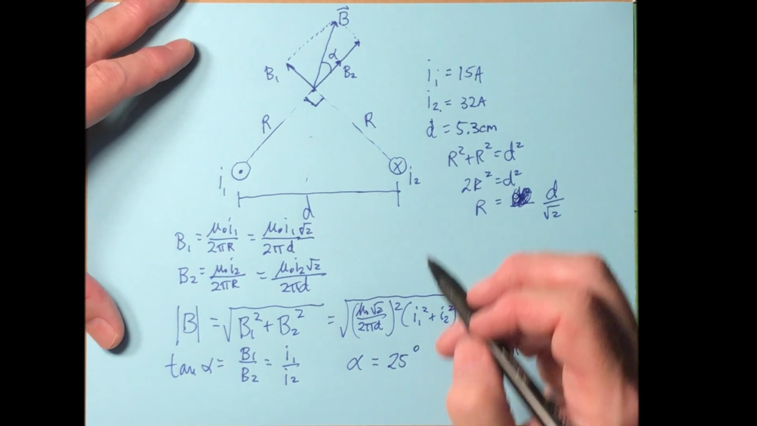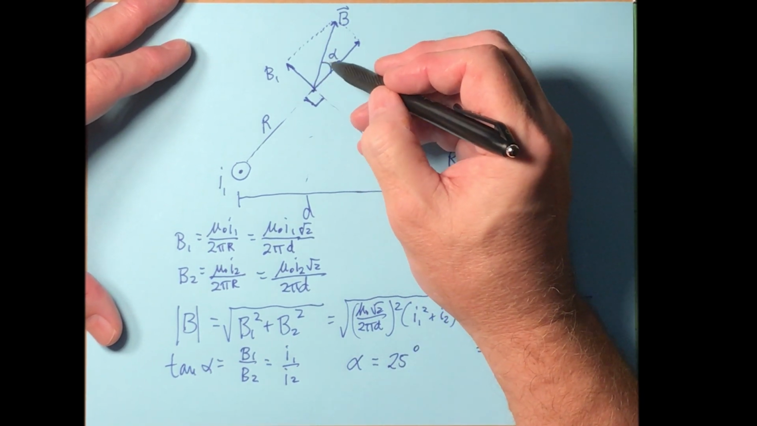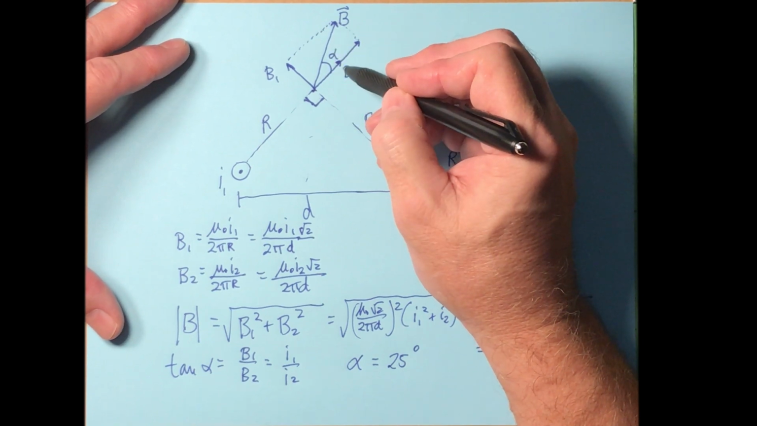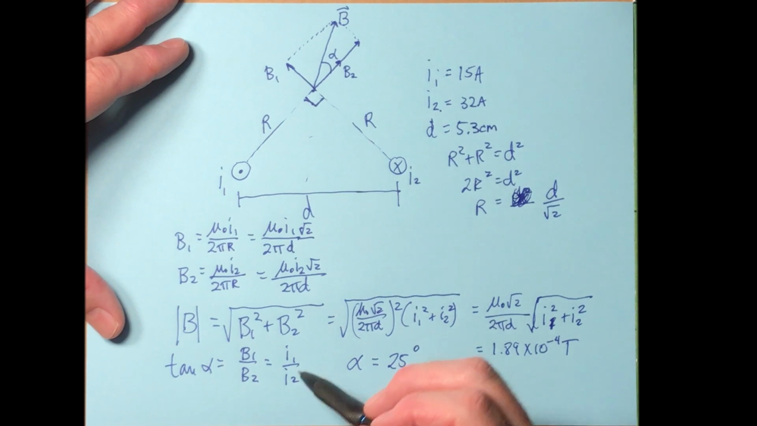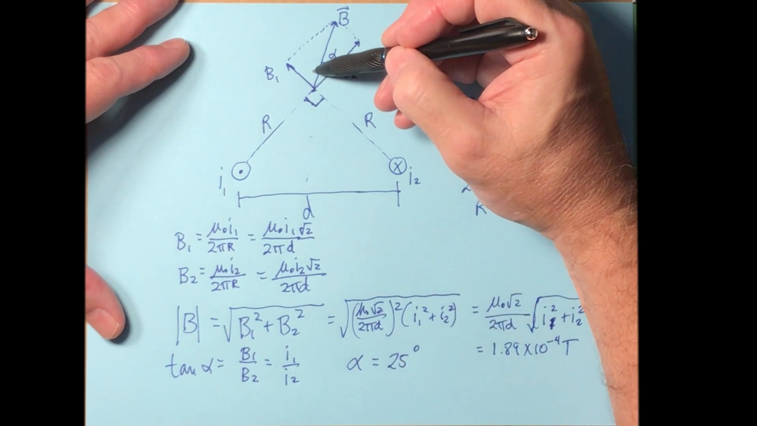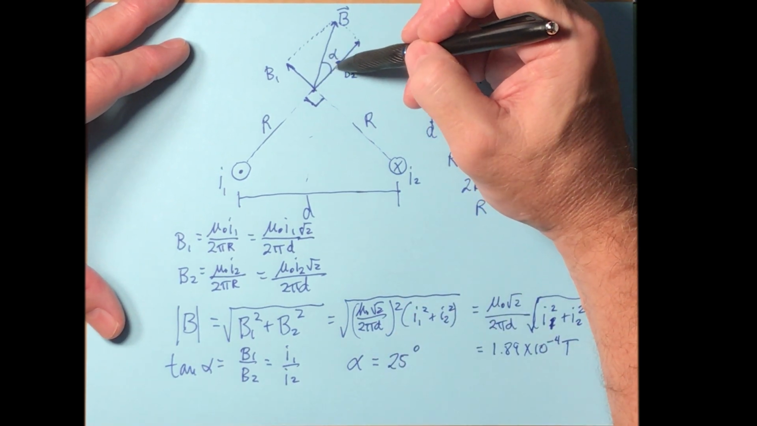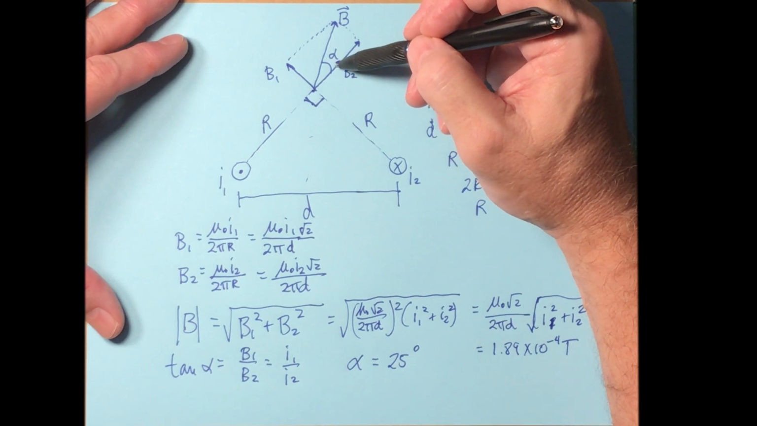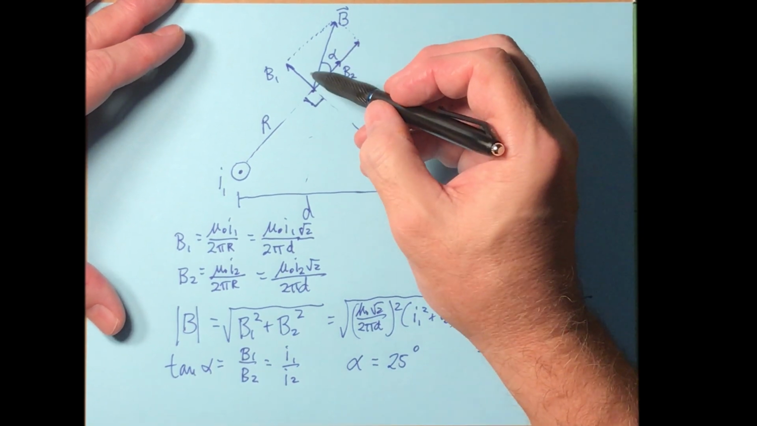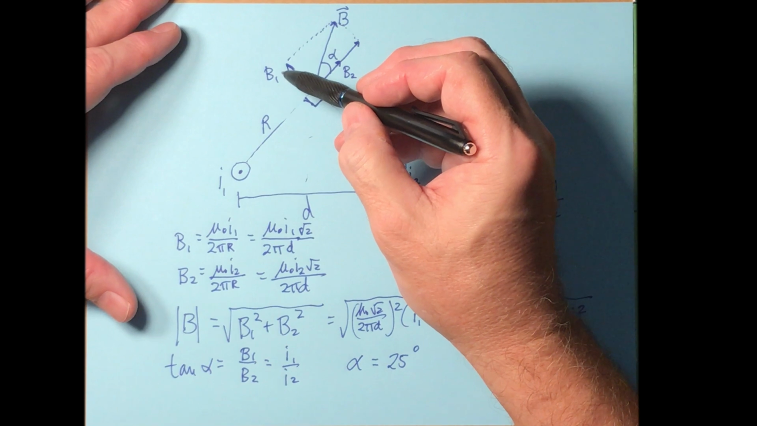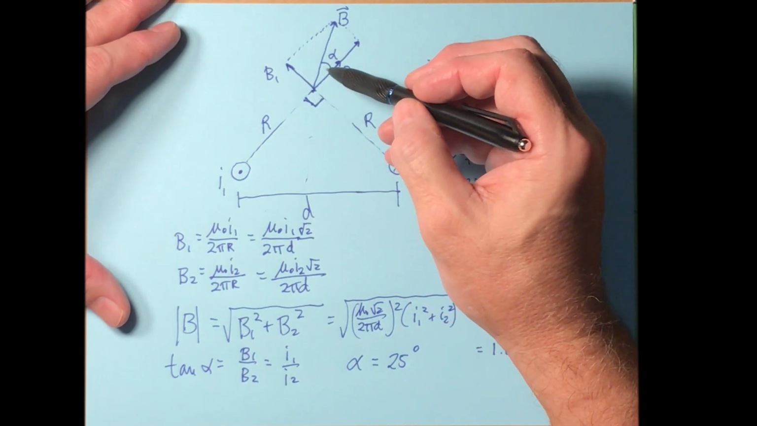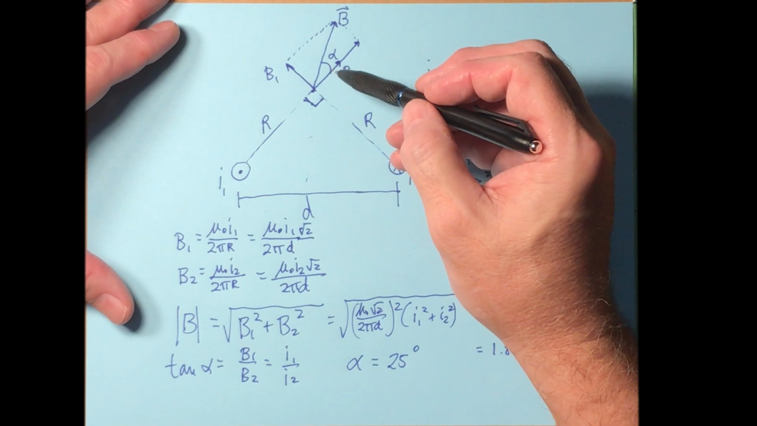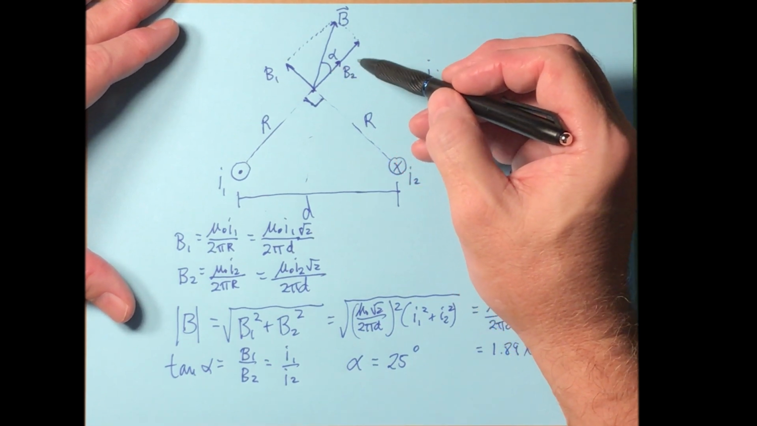Okay, so if B2 and B1 were exactly the same, meaning that I1 and I2 were exactly the same, then that would be straight up and alpha would be 45 degrees. If B1 were bigger, alpha would be larger than 45, up to potentially 90. If B2 were bigger, then alpha is going to be less than 45 degrees, to potentially 0.